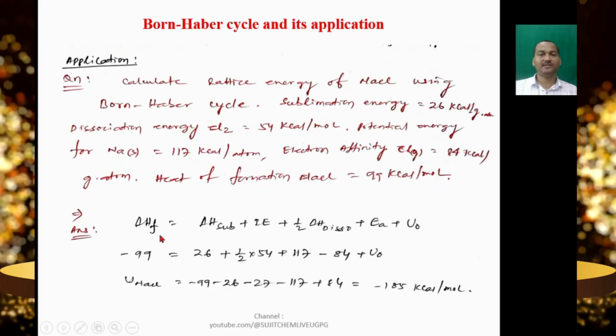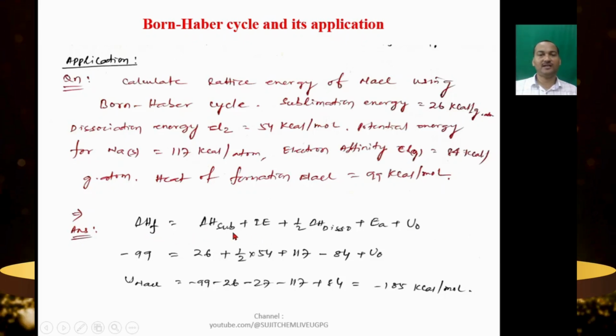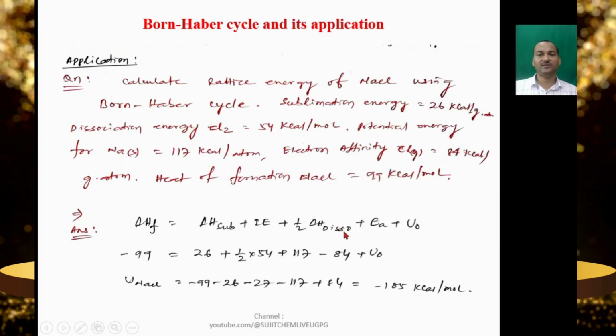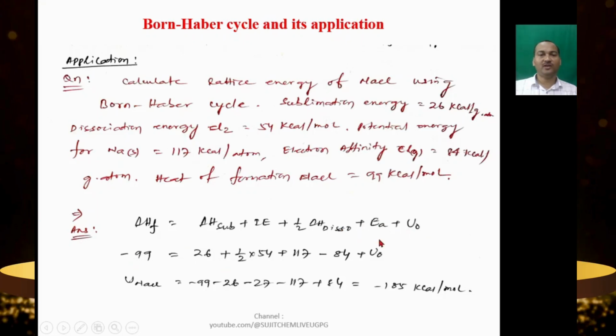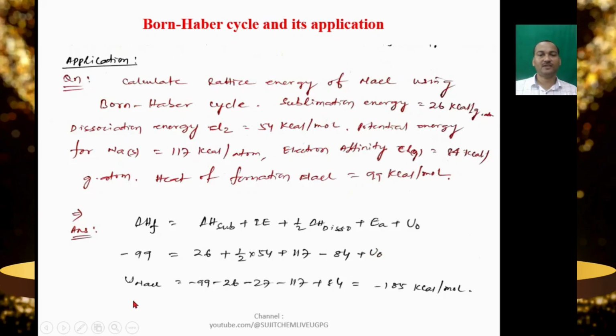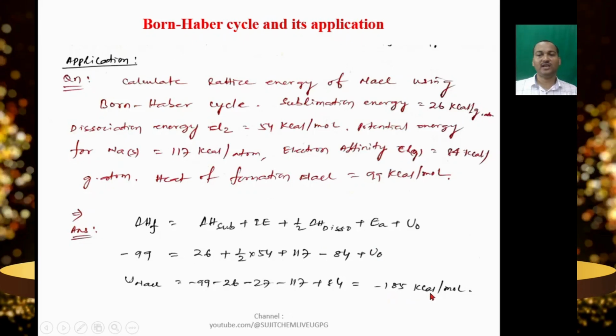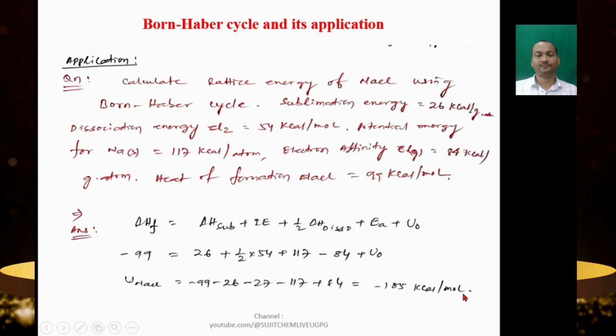We have to use this equation: delta HF equals delta H sublimation plus IE plus half delta H dissociation plus EA plus U0. Putting all these values given above, we can calculate U0, which is equal to minus 185 kilocalorie per mole.